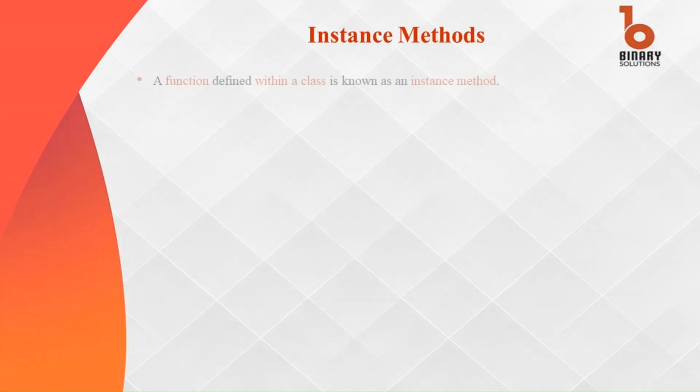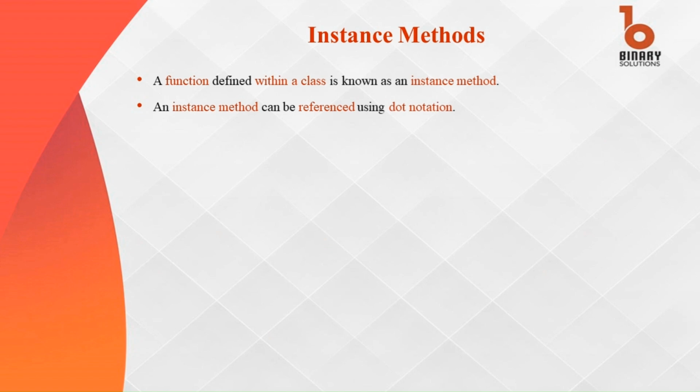In Python, a function defined inside a class is called an instance method. These methods operate on individual objects and can access or modify their attributes. An instance method is invoked using dot notation, allowing objects to perform specific actions or return values based on their data.